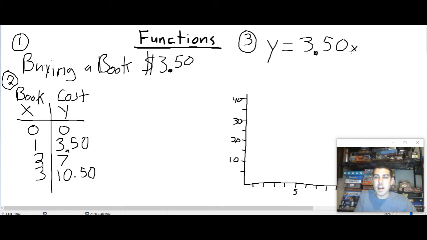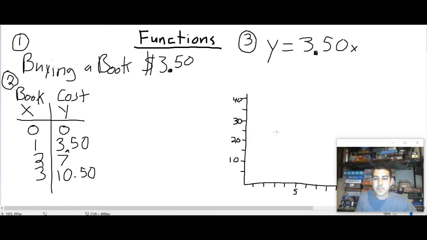That means if X is 1, Y is $3.50. If X is 2, 2 times $3.50 is 7. And you see our table essentially lists all the possible combinations. Our equation is a general rule for our function.